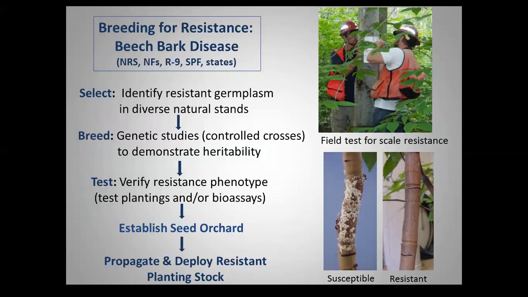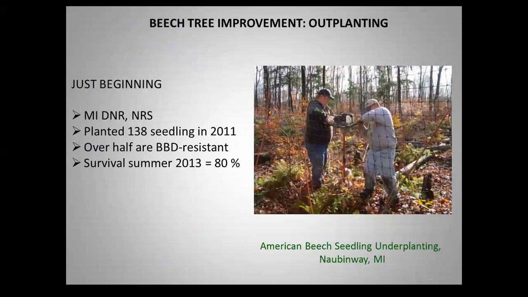So once these trees start to produce seed, and we're also using those containerized seed orchards, we'll do a bunch of crosses and produce seedlings to provide material for outplanting. We're just at the beginning phases of being able to have enough material that's enriched for resistance to start doing outplantings. And at this point, we actually only have one, and that's shown in this picture.